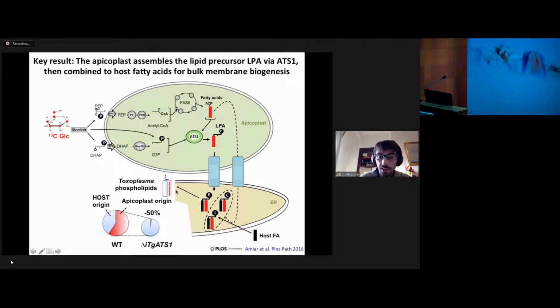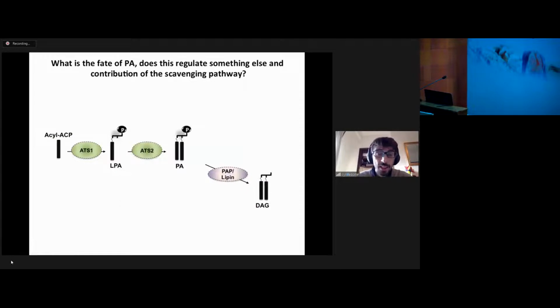And without this combination, at least in Toxo during acute stages and probably in liver stage, you need these patchwork lipids. All right, so we looked at ATS1 and we know the parasite can make this. How about the phosphatidic acid? What is its fate and what is happening? We wondered this, and we looked at the scavenging pathway.